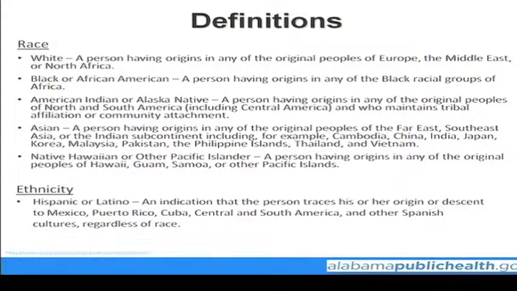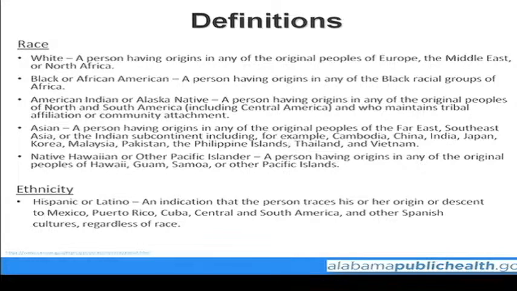Race is defined as a category of humankind that shares certain distinctive physical traits. These categories are white, Black or African American, American Indian or Alaska Native, Asian, and Native Hawaiian or other Pacific Islander. White is defined as a person having origins in any of the original peoples of Europe, the Middle East, or North Africa. Black or African American can be defined as a person having origins in any of the Black racial groups of Africa. American Indian or Alaska Native is defined as a person having origins in any of the original peoples in North and South America, including Central America, and who maintain tribal affiliations or community attachment.